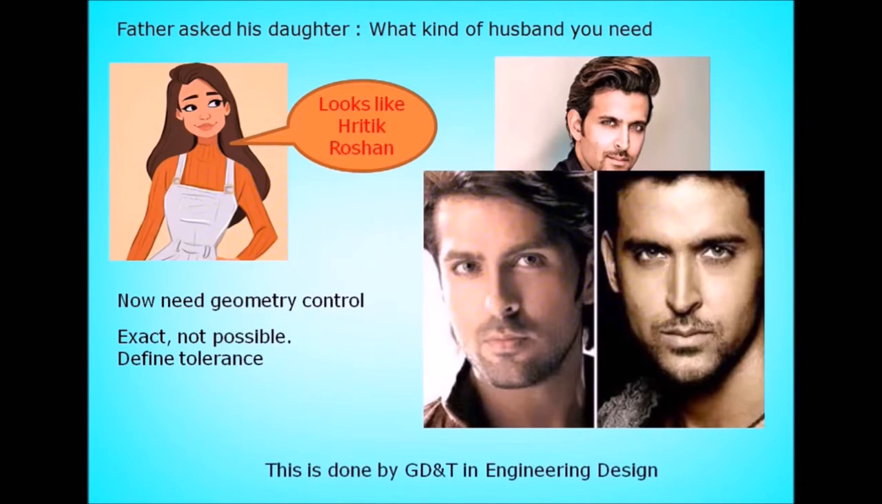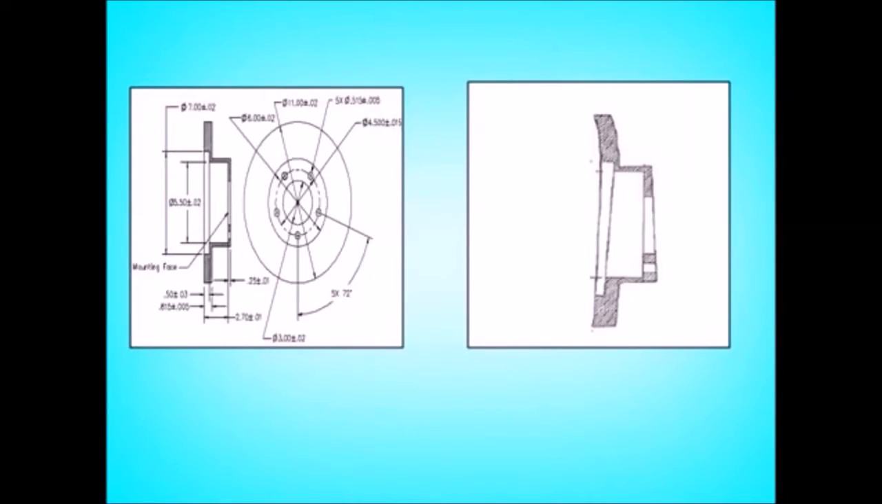This is exactly done by GD&T in engineering design. The same example is shown over here. If we give dimensions without geometric control, it can be manufactured as the shown distorted shape with all the dimensions. If you go ahead and measure on a CMM, all the dimensions are achieved, but form is not controlled. So that's why geometric tolerancing is needed.